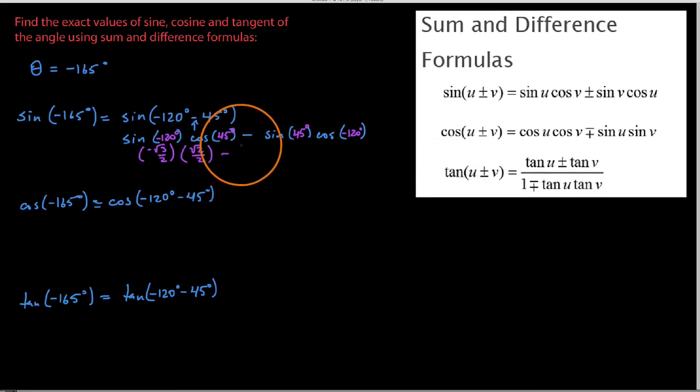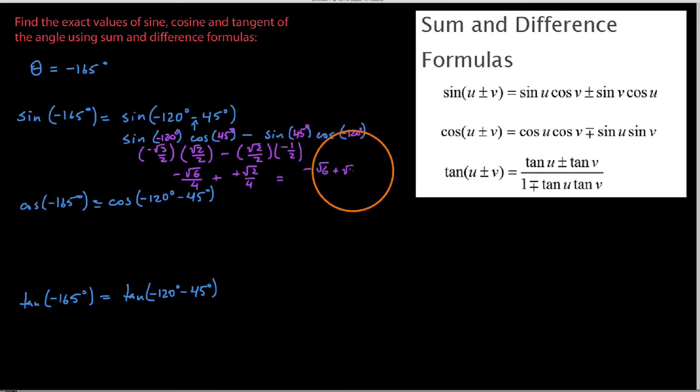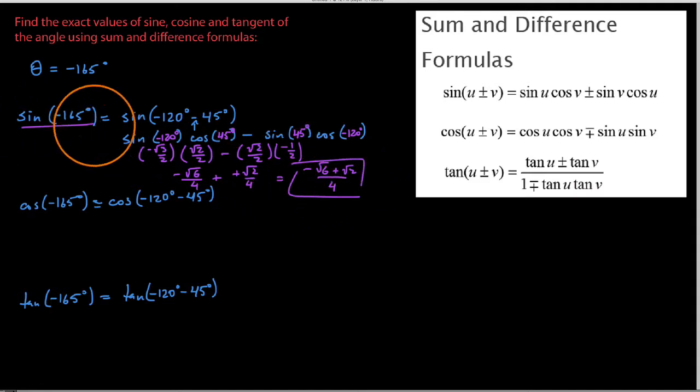So we would say minus root 2 over 2 times a negative a half. And we end up with this right here. We would get negative root 6 over 4 minus now a negative root 2 over 4. And adding the opposite instead, we end up with negative root 6 plus root 2 all over 4. So here's the exact value for our sine of negative 165.